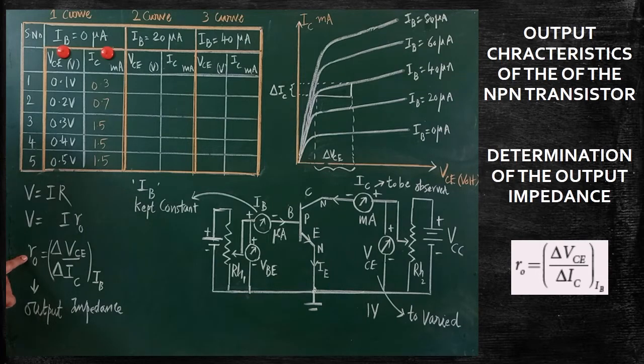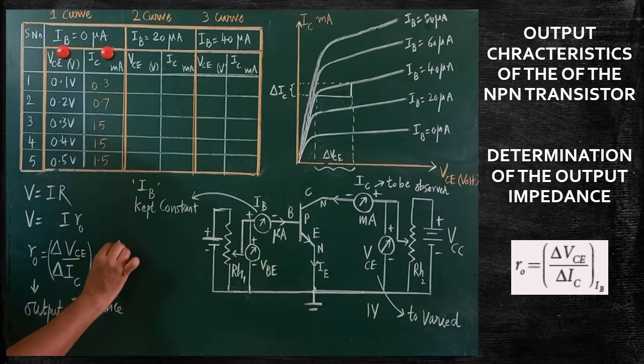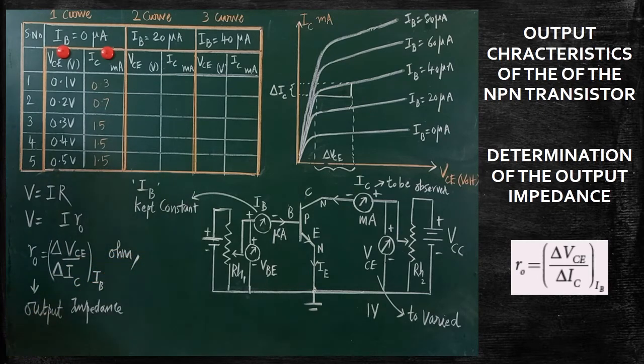Output impedance of the NPN transistor in common emitter mode is defined as the ratio of change in collector emitter voltage to the change in collector current at constant base current. That is the definition for output impedance. Since it is impedance, the value must be measured in ohm.